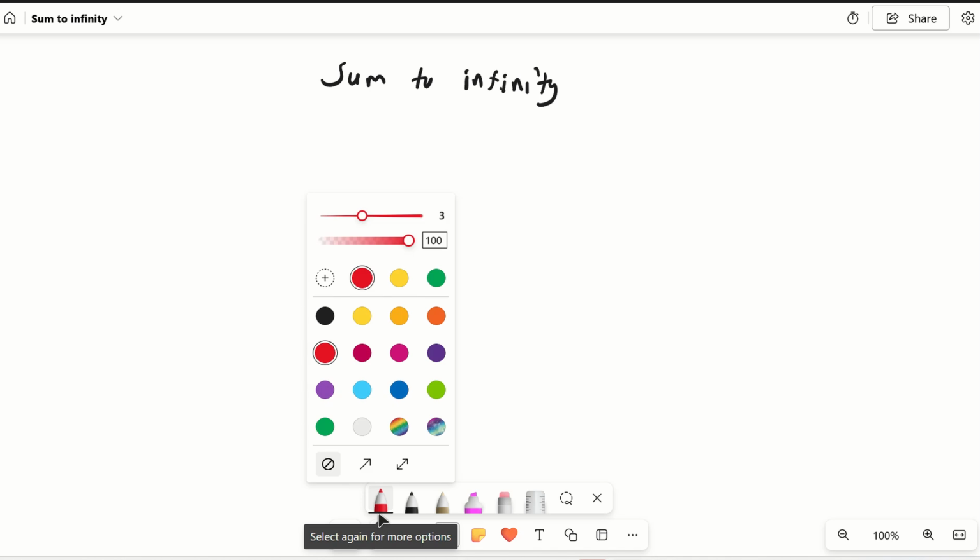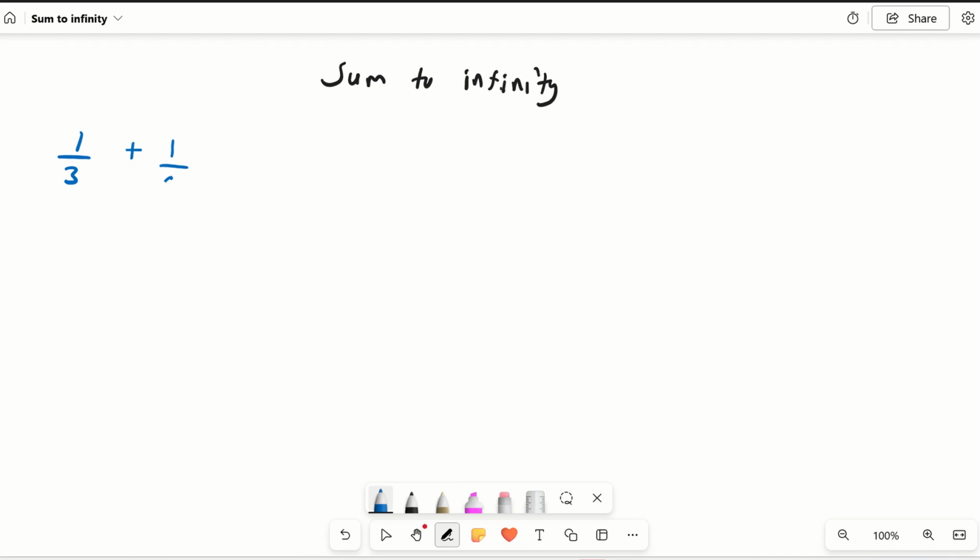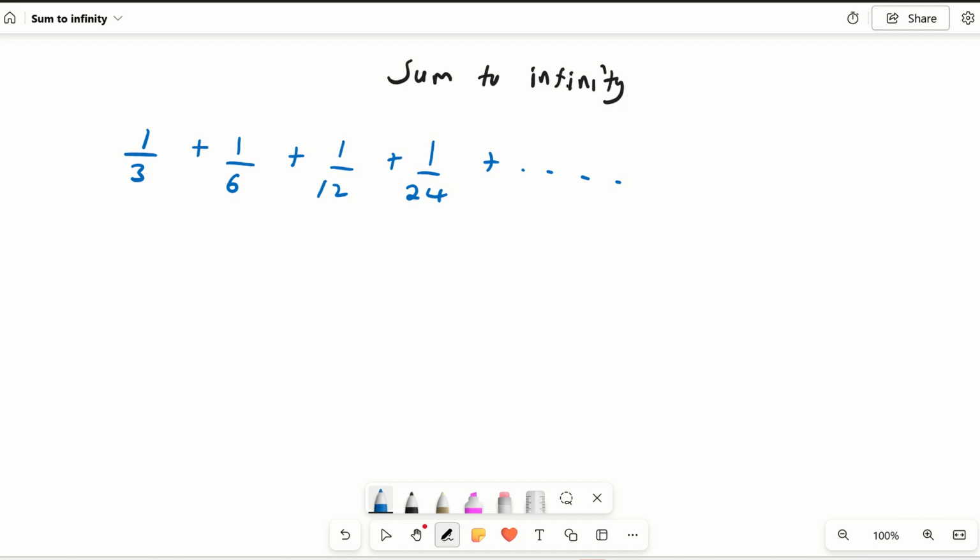Take this sequence as an example. We've got a series, rather: 1 over 3, 1 over 6, 1 over 12, 1 over 24, and so on. All right. Now, what type of series is this?